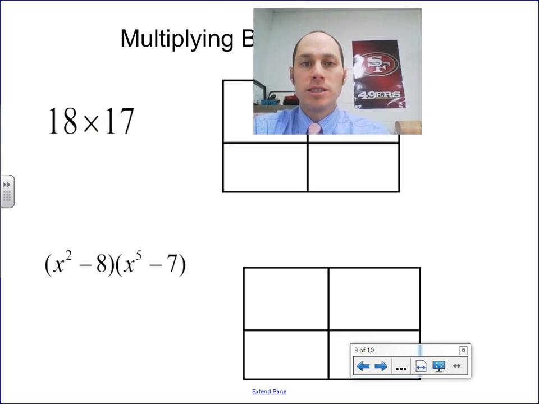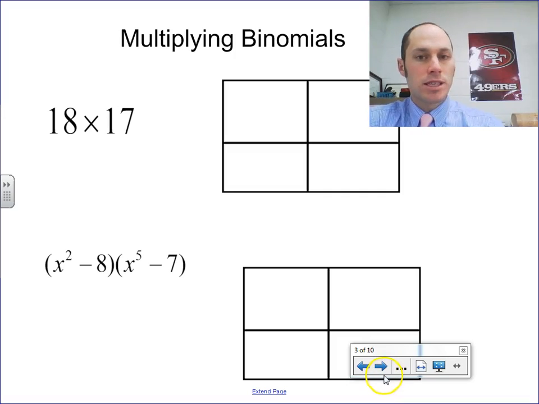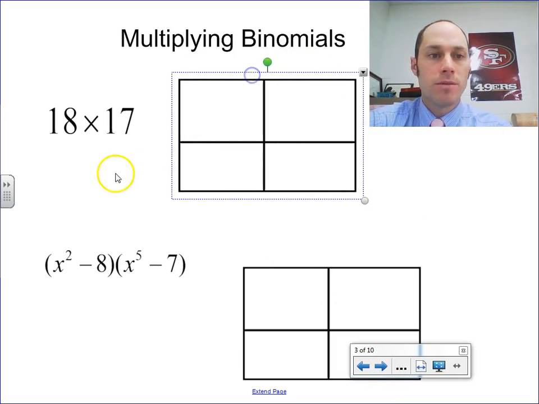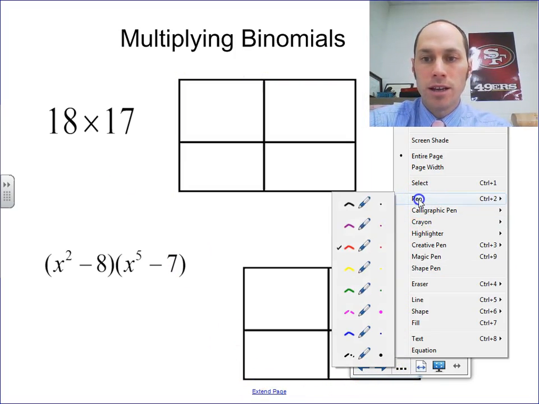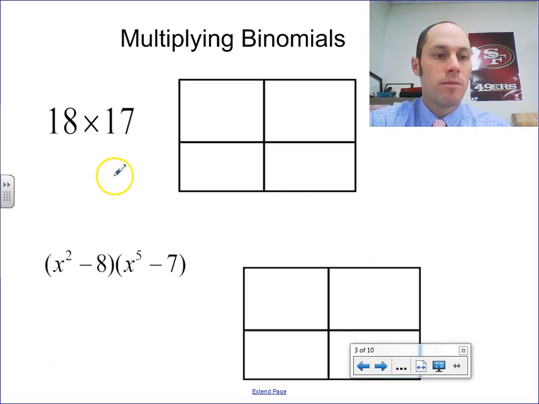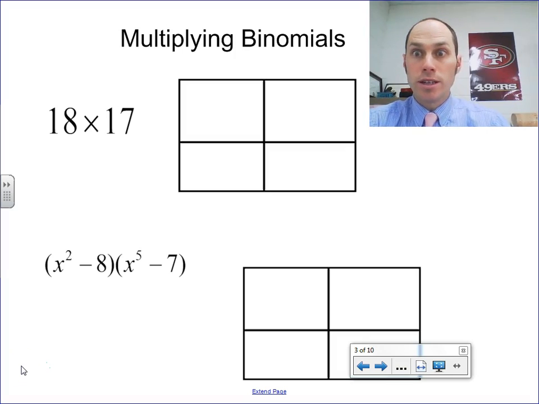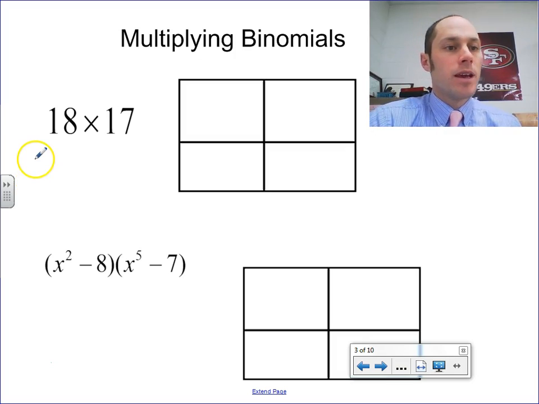Let's multiply binomials together. Same process. We can take what we know about the area model. 18 times 17. I'm sure you can do that in your head. You know your mental math pretty well. I'm going to switch it up on you. So if you have a calculator handy, why don't you do 18 times 17 quick? I can't find my calculator. Why don't you do it? Tell me. Okay, good. Thank you for calculating that.